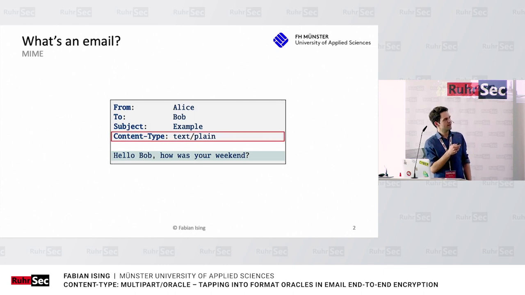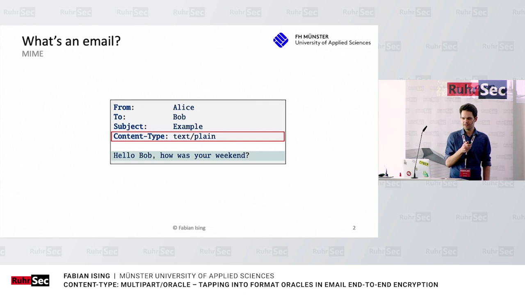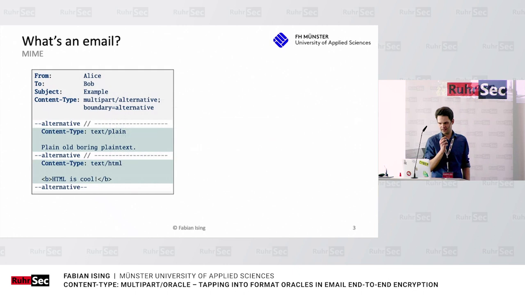So the most important header for this talk will be the content type header. In this case, it's simply a text plain message. So this is usually a media type, in this case text, and a subtype plain. So plain text, as you might have guessed. Of course, MIME can do a lot more than just plain text. Most importantly, for this talk, MIME can do multipart messages. So as the name implies, multipart messages consist of multiple parts.